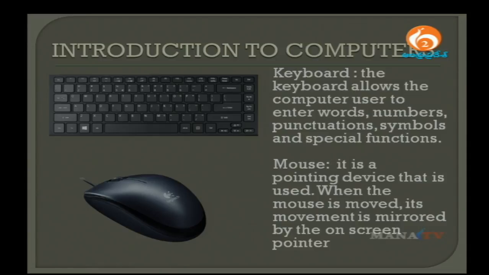So let us go to the next slide. That is keyboard and mouse. Keyboard and mouse are also important things that you have to remember. I think you guys know the definitions of keyboard and mouse. Make sure you understand what I'm saying. The keyboard allows the computer user to enter words, numbers, punctuation, symbols, and special functions. As I said, these are input devices. And let us go with the mouse. It is a pointing device that is used when the mouse is moved. Its movement is mirrored by the on-screen pointer. So this is how you input something into the computer.